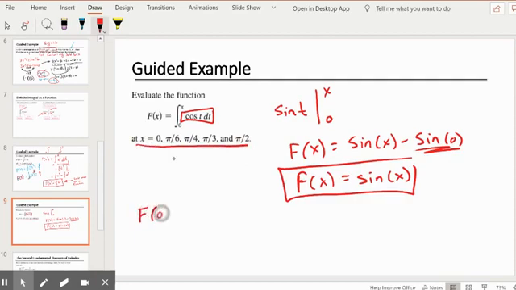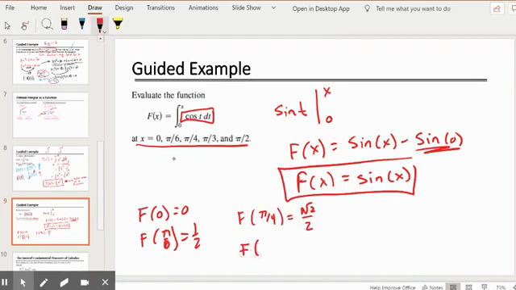We can say F of 0 is 0. We can say F of pi over 6 is 1/2. F of pi over 4 is root 2 over 2. F of pi over 3 gives us root 3 over 2. And F of pi over 2 is equal to 1.